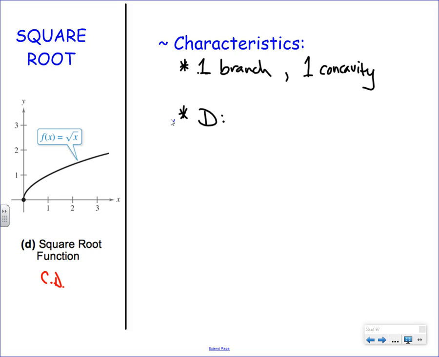What's its parent function's domain? X cannot be negative. We already talked about the domain: what's underneath the square root must be greater than or equal to 0. What's the range for the parent function? Greater than or equal to 0 as well. Both domain and range are restricted for a square root function.